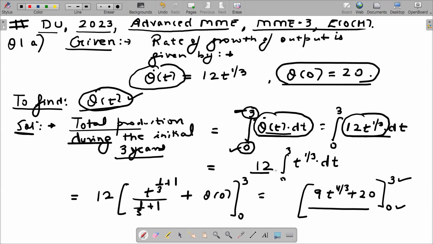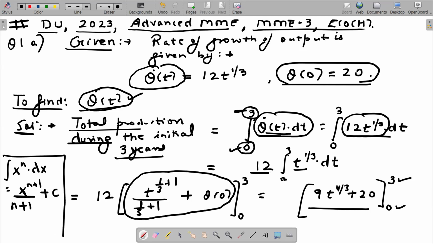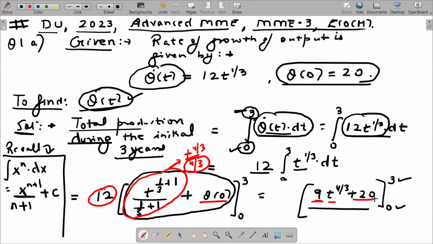12 comes out because constants come out of the integral. I integrate t to the power 1/3. The integral of t to the power 1/3 is t to the power 1/3 plus 1 over 1/3 plus 1, plus q of 0. I'm revising it here again with all students. The integral of x to the power n with respect to x is x to the power n plus 1 over n plus 1, plus the constant of integration. This is what all students should recall from my lectures on integration. So this expression comes out as t to the power 4/3 over 4/3. This 4/3 cancels with 12, making it 9, just as we had done a few minutes back, times 9t to the power 4/3 plus q of 0, which is 20. I run this from 0 to 3.